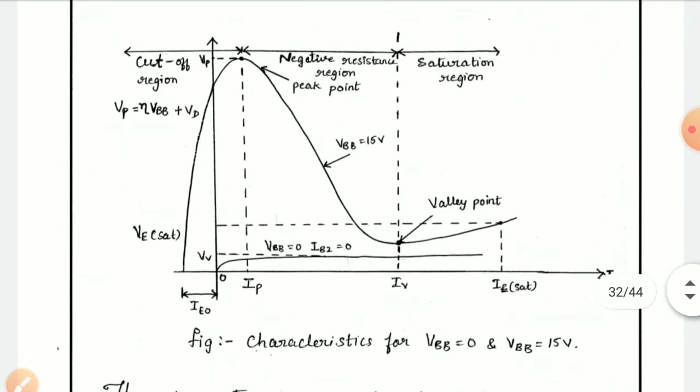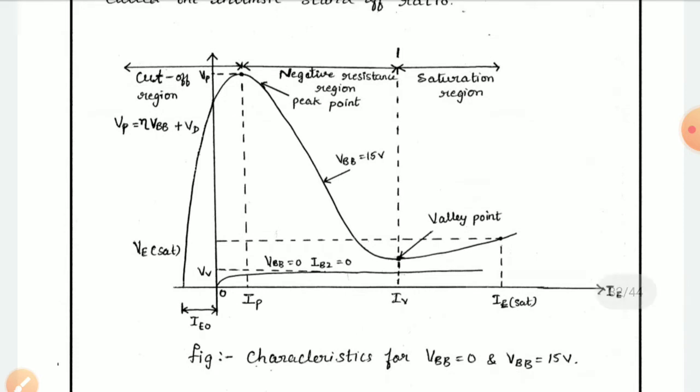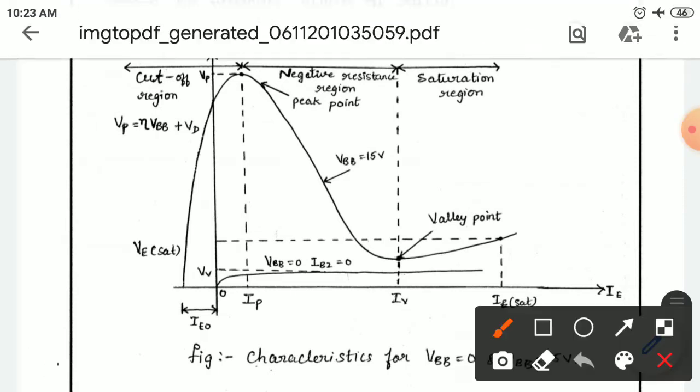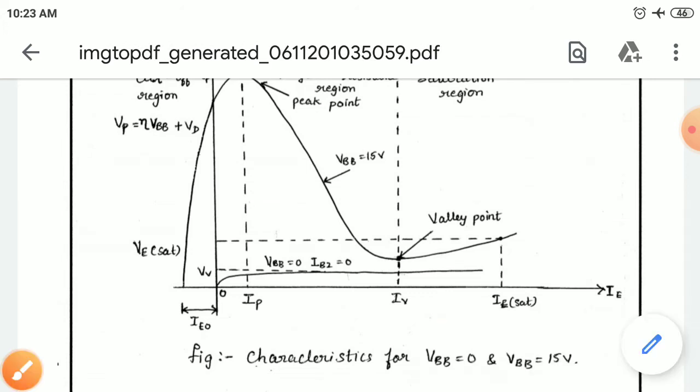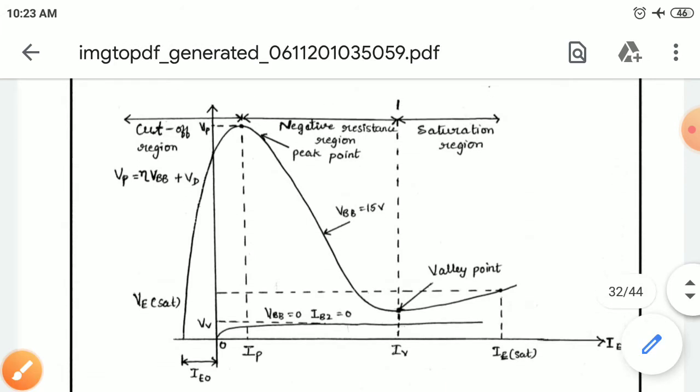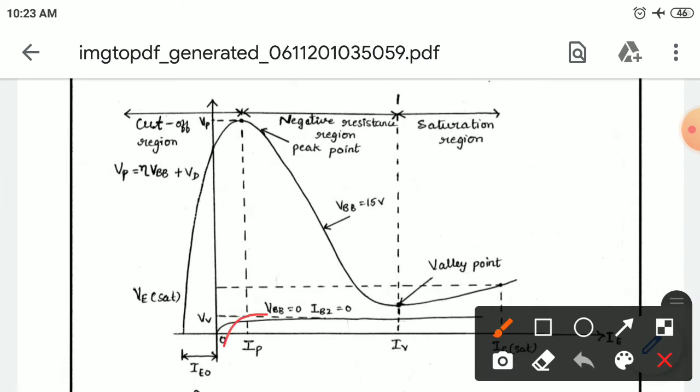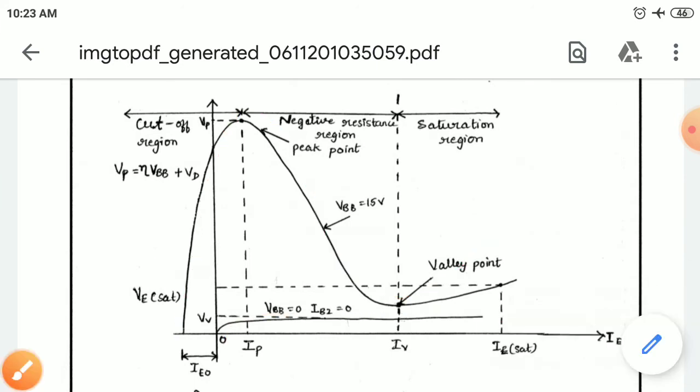So this shows the characteristics for VBB equal to 0 and VBB equal to 15. These are the VI characteristics of the unijunction transistor. Two characteristics are shown here: one whenever VBB is 0, and the other whenever VBB is 15 volts.